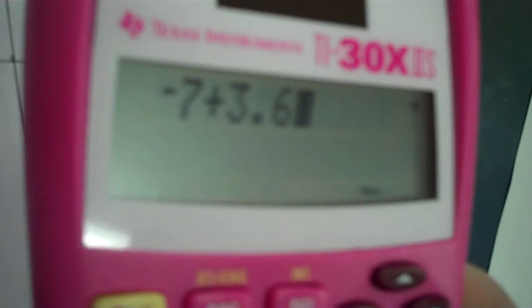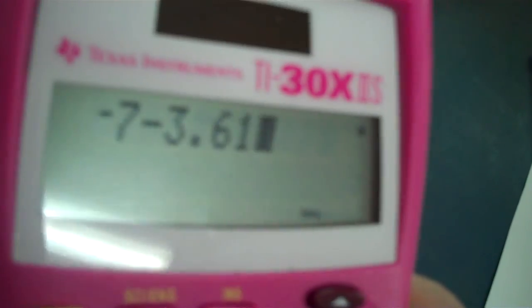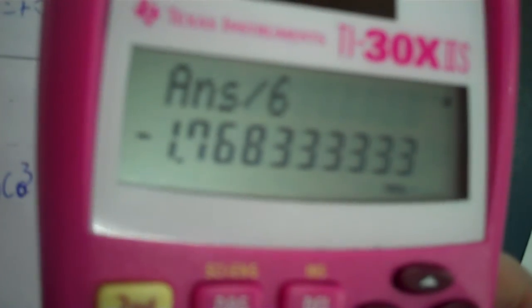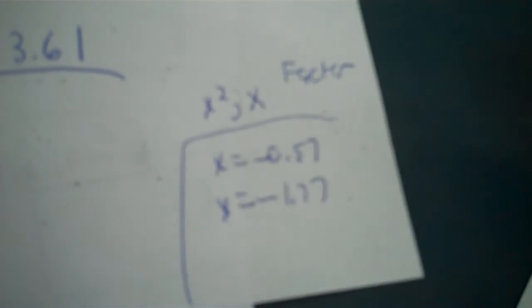Okay, so negative 7 plus 3.61 equals, then divide by 6, negative 0.57. Then negative 7 minus 3.61. Click equals, don't divide on the same screen. Divided by 6, negative 1.77. Okay, so this is what we go to in the t-chart we can't find. It crosses over the line.